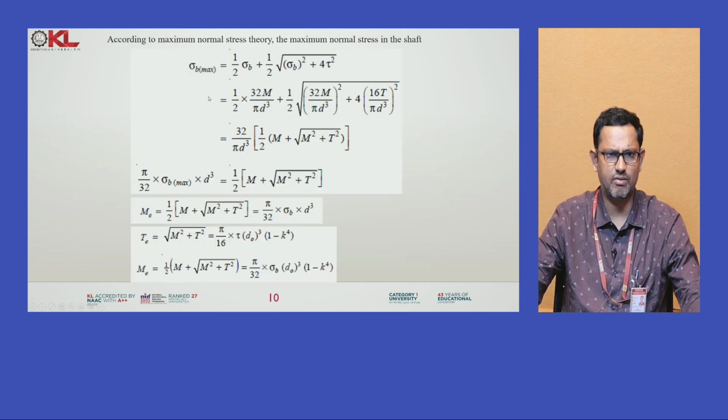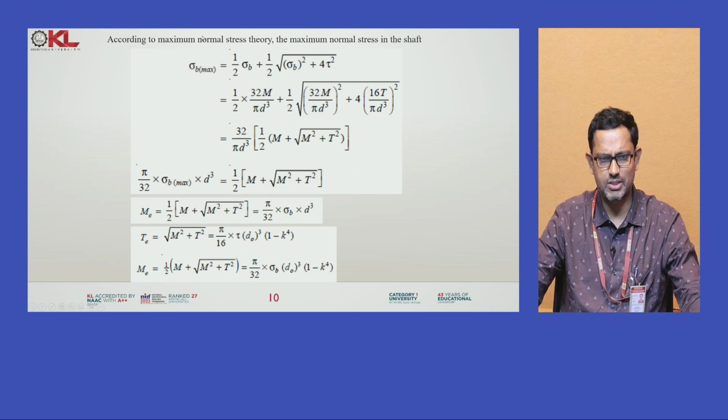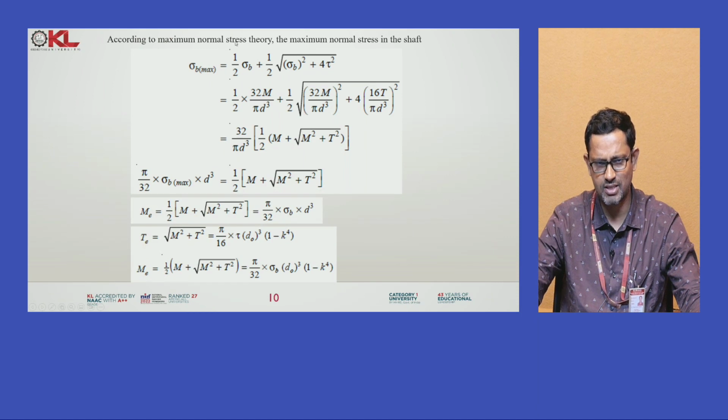Now coming to the other one, according to the maximum normal stress theory. According to this theory, failure happens whenever the stresses developed inside the material exceed the allowable normal stresses. So according to this theory, we can derive sigma b by 2 plus half under root sigma b square plus 4 tau square. How did we get this equation?